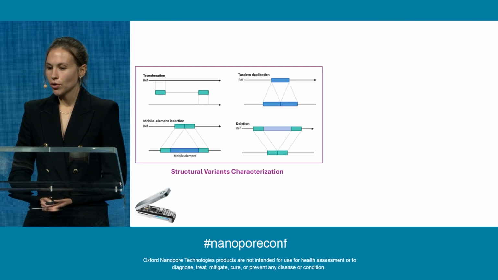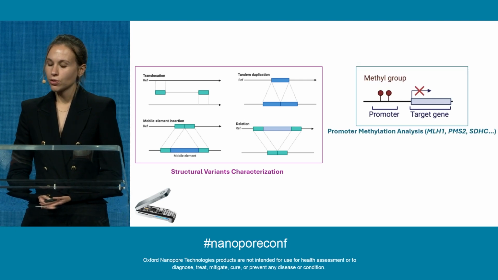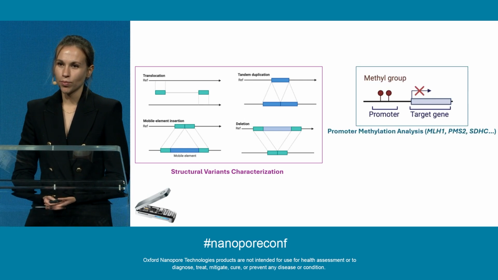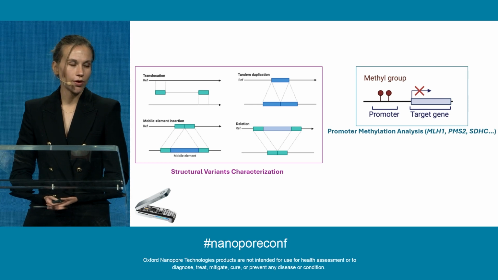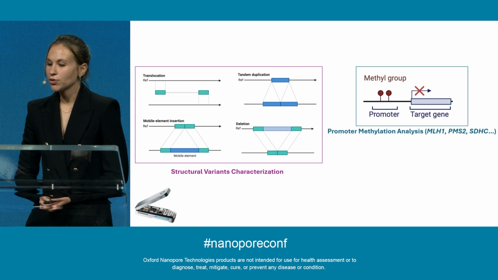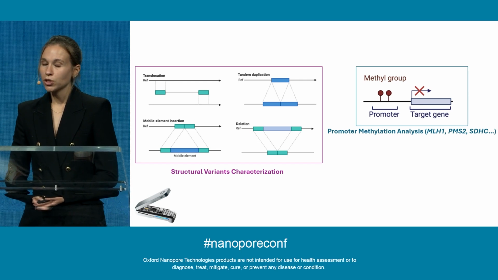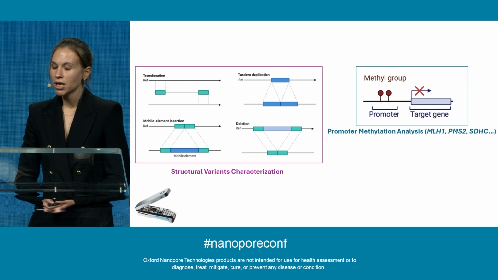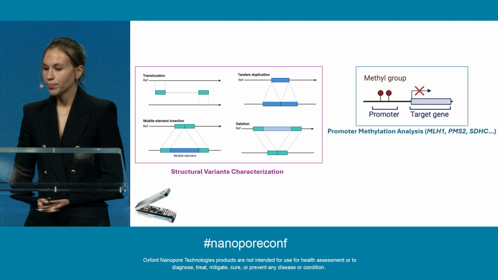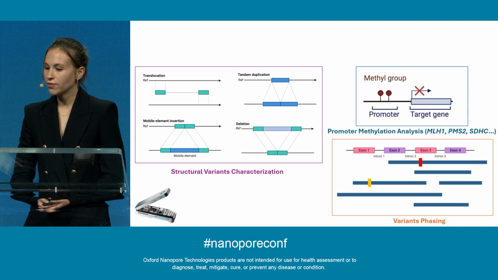So with this approach, of course, we're going to be able to characterize structural variants, but we will also have access to the methylation information, as there is no treatment of DNA or amplification steps. And this is particularly interesting when we want to focus our analysis on some promoters of tumor suppressor genes and to look at the methylation there. And finally, as we will perform long-read sequencing, this will also allow us to perform variant phasing.